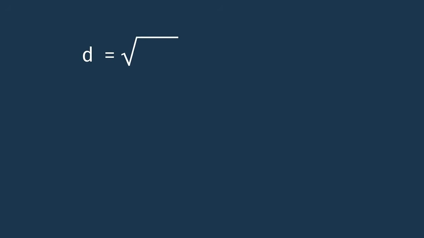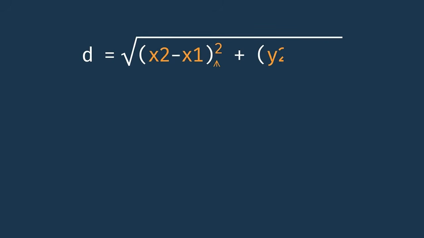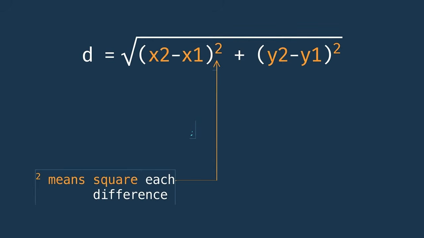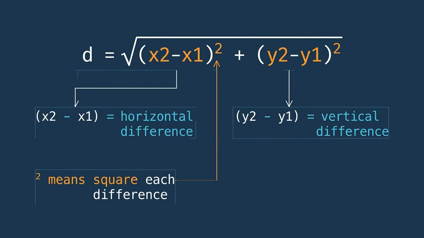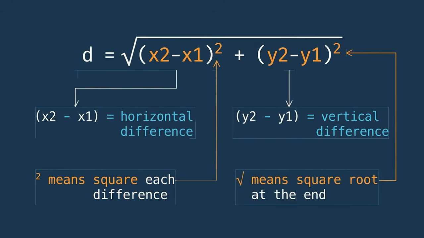Here is the formula. D equals the square root of (x2 minus x1) squared plus (y2 minus y1) squared. D means distance. The part x2 minus x1 finds the horizontal difference. The part y2 minus y1 finds the vertical difference. The little 2 means square each difference, and the square root symbol means take the square root at the end.